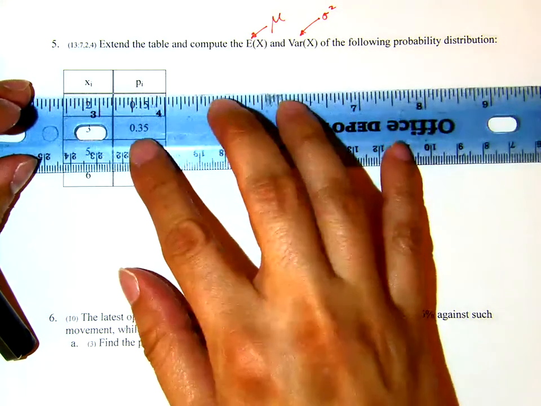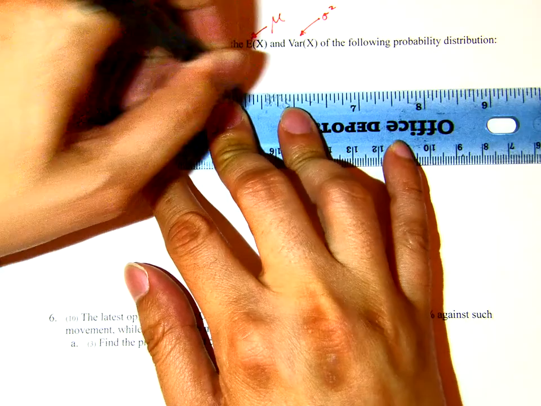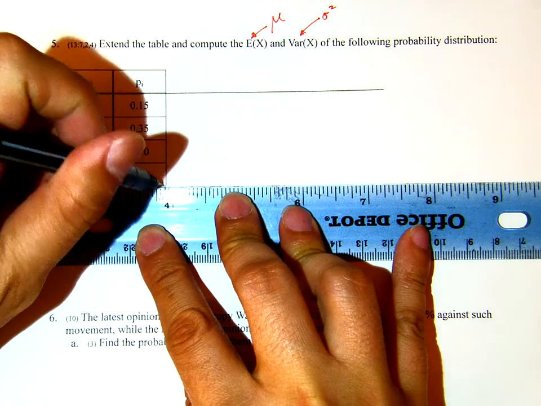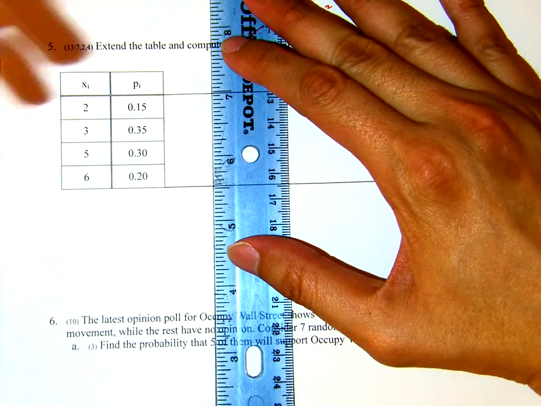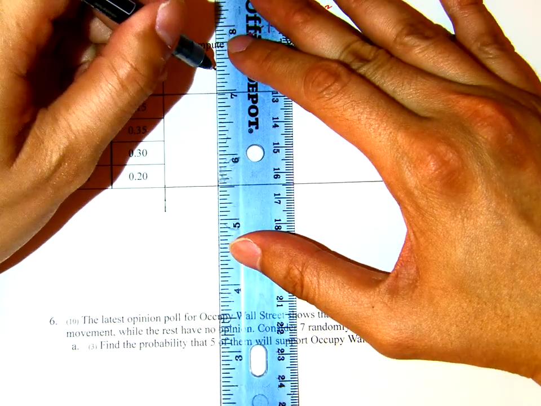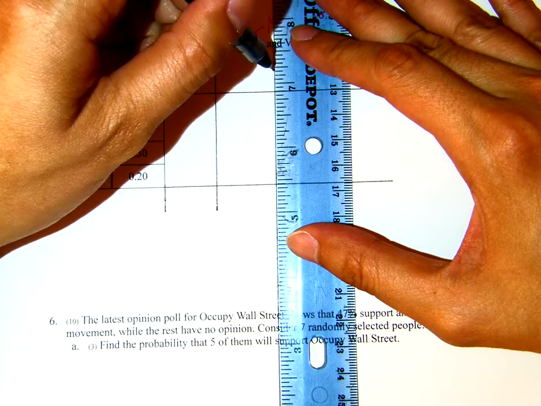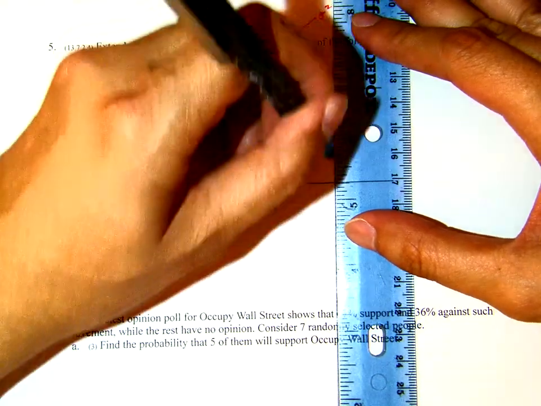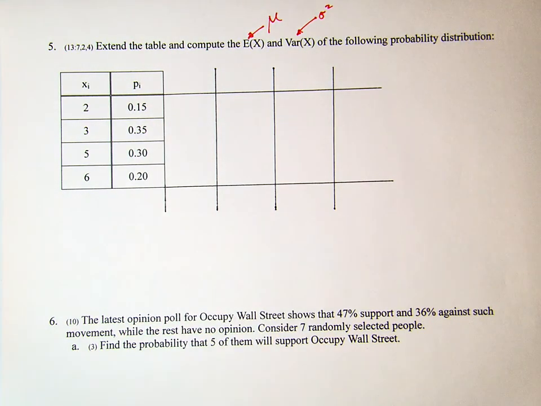The first extension will be p times x, and then the second extension will be 3 other columns, right? Now let me extend this here: the product of xi pi, and then I will get the mu, and then xi minus mu, and then xi minus mu squared. Lastly, the probability multiplied by the square of the standard error.